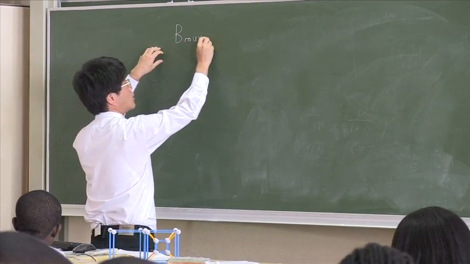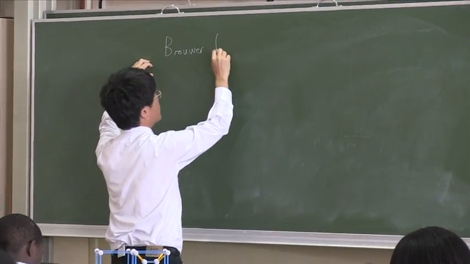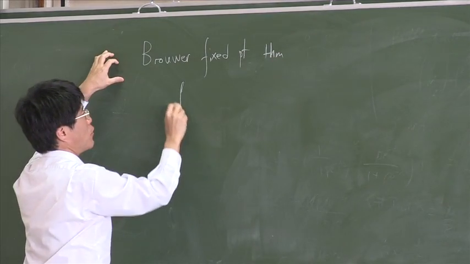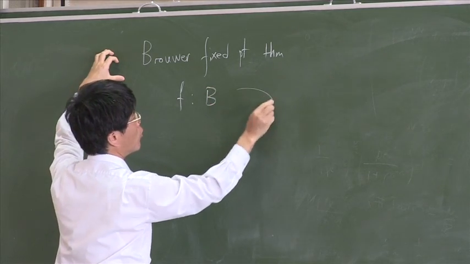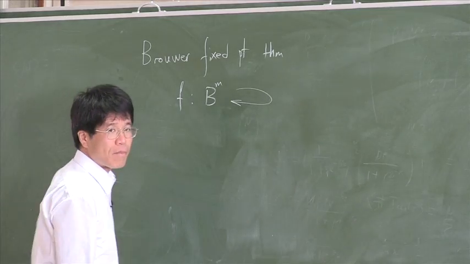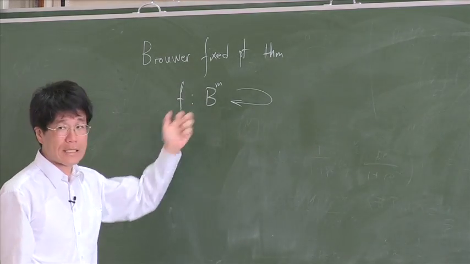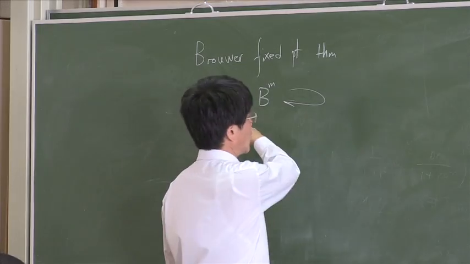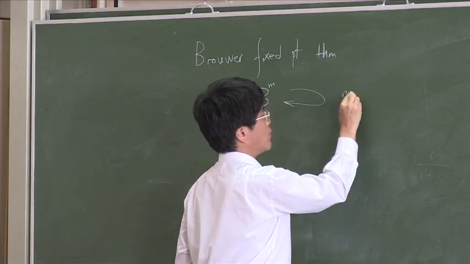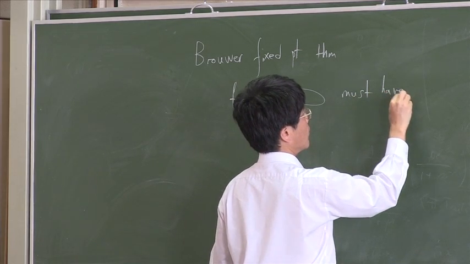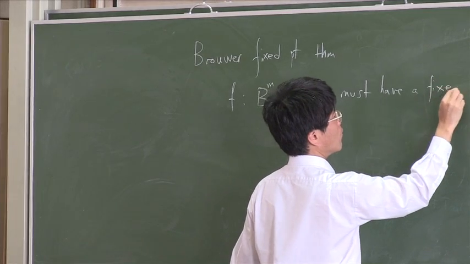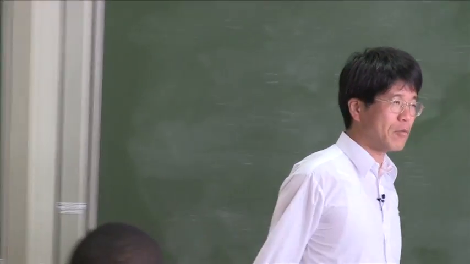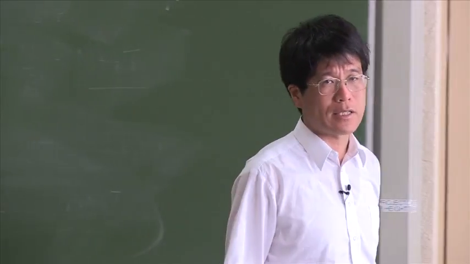The star of yesterday's lecture was the Brouwer fixed point theorem. It said that if you have a map from a ball to itself, remember that this is a closed ball, so it has a boundary and contains the boundary, and if the map is continuous, it must have a fixed point. And we deduced it from an easier, but ultimately more powerful fixed point theorem due to Lefschetz.